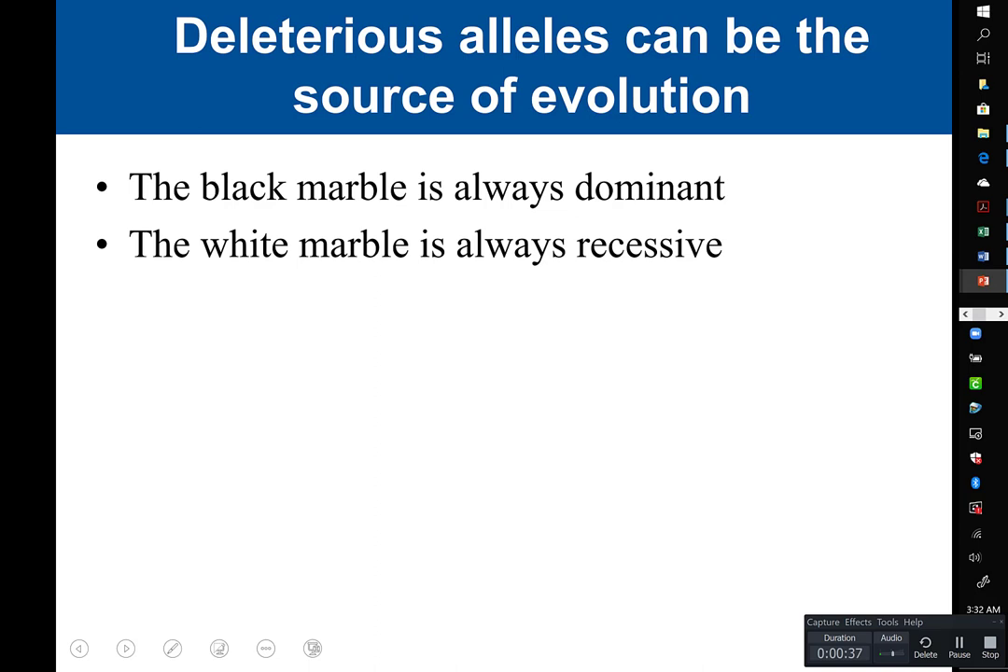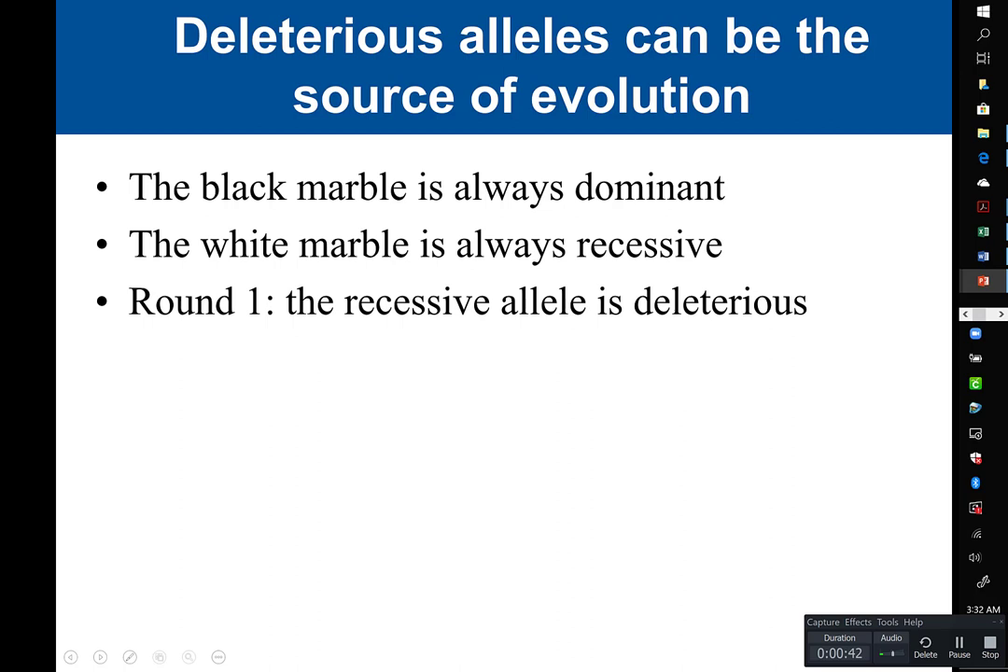And so in the first round, the recessive allele was the one that was deleterious, meaning that was the one that died off. And so what that represents is that the two white marbles together would be the ones that would die off, right? Because you have to inherit two recessive alleles to have the recessive phenotype. So in round one, the recessive alleles were deleterious. Now, what you saw in that video was that in round one, in five generations that we looked at, the white marbles did not disappear from the population.